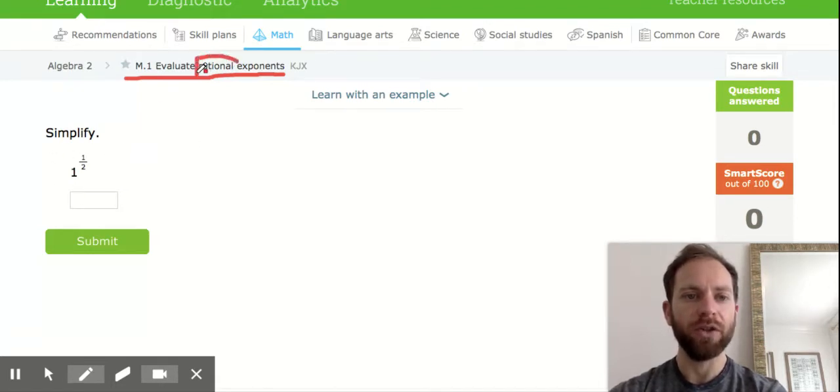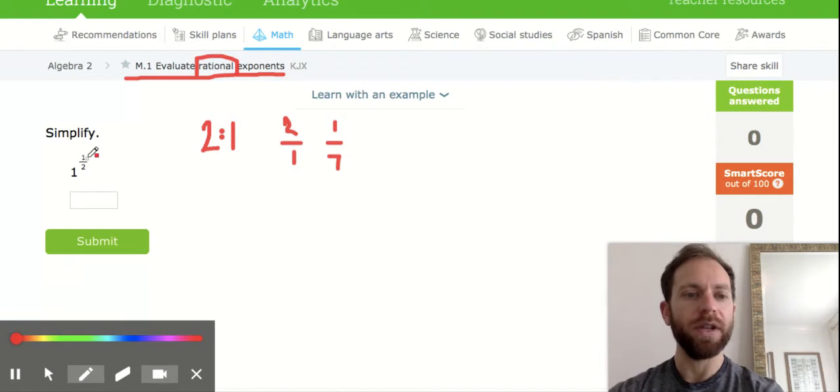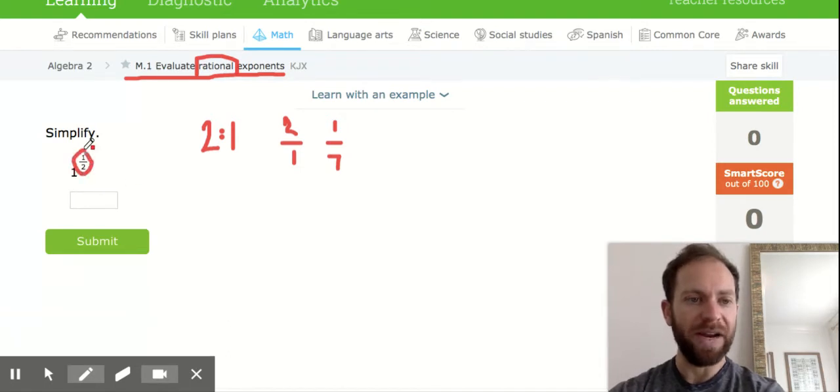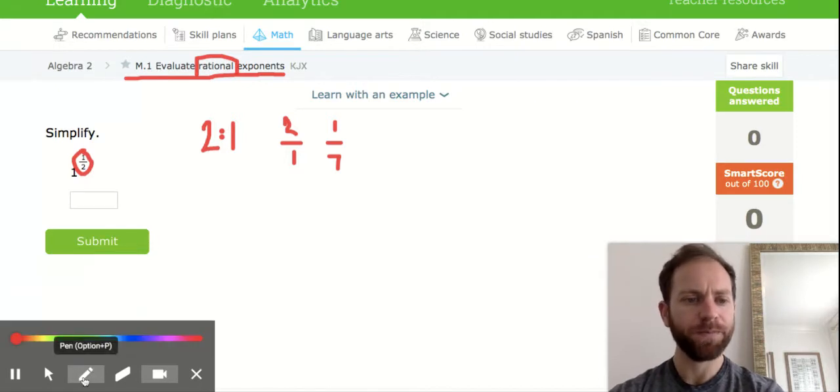Remember, rational means that it could be like a fraction. A ratio is something like 2 to 1, but it could also be something like 2 over 1 or 1 over 7. It doesn't have to have a 1 at all. We'll see that in a moment. All right, so these exponents, as you can see, are going to be rational. So what do we do when we have a fraction in the exponent?